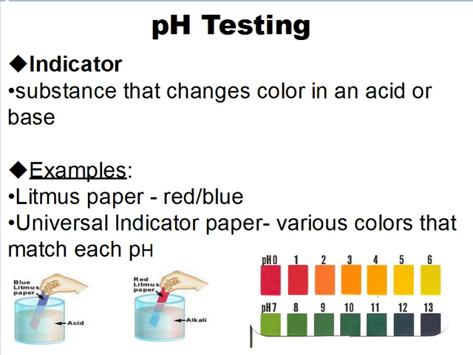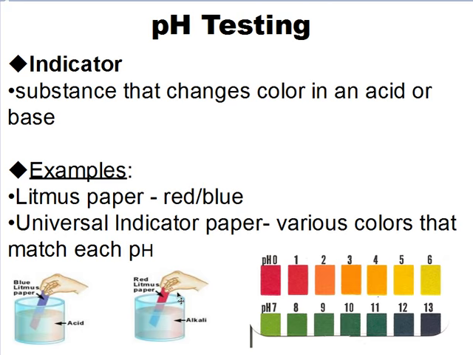Now that we can read the pH scale, let's look at testing pH using different indicators. An indicator is a substance that changes color in an acid or a base. I mentioned litmus paper earlier. For example, if we have blue litmus paper in an acid, it turns red. We also have red litmus paper. Red litmus paper will turn blue in a base.